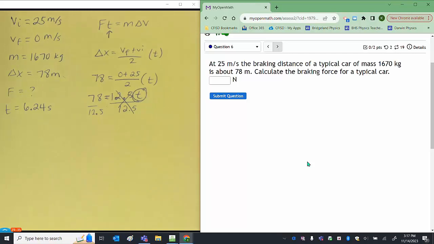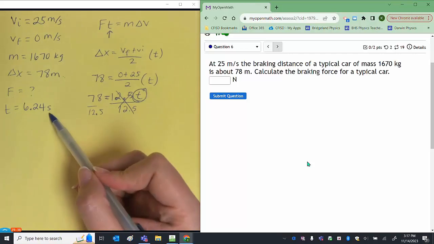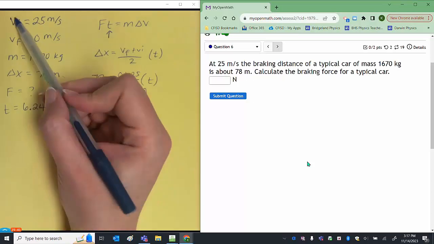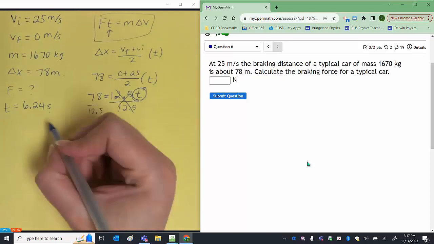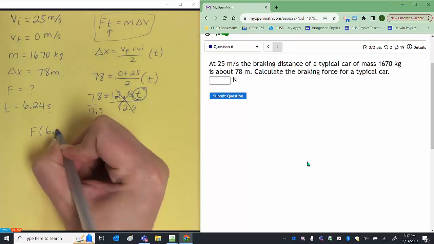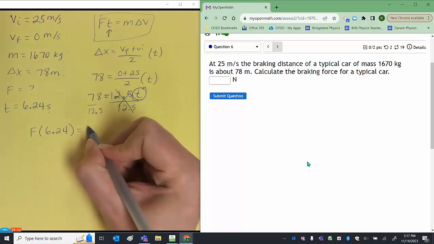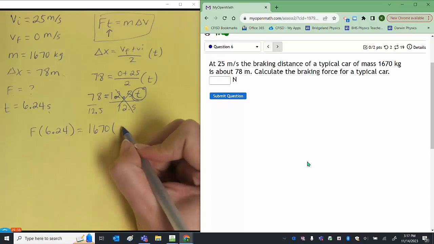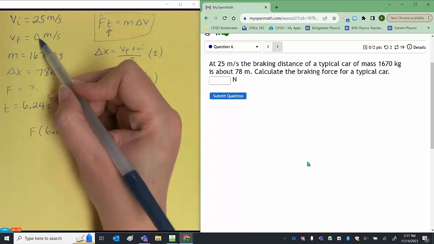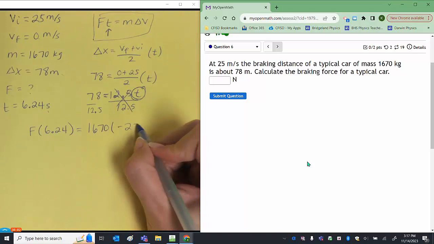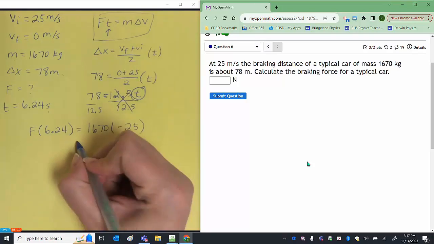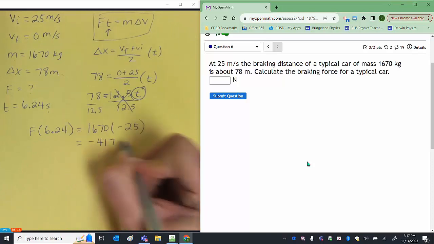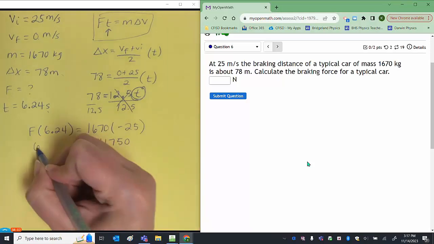Okay, again, this was the first step in answering the question we're being asked because now I have time, I have a change in velocity, I have mass, I can find force, and I'm going to go back up to this equation. So let's go ahead and use that. F times my time that I just found, 6.24, equals my mass, 1,670, times my delta V, that's VF, 0, minus VI, 0 minus 25, of course, is negative 25. Okay, and so from here we're going to multiply 1,670 times negative 25, and we're going to get negative 41,750, which is equal to 6.24 F.